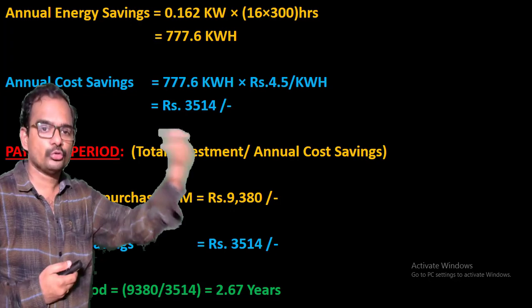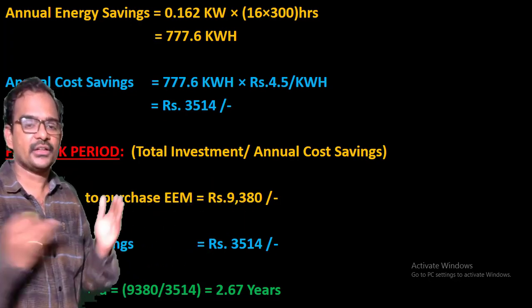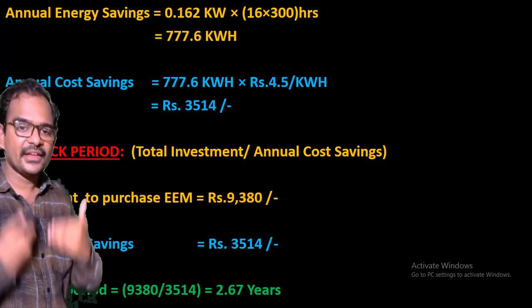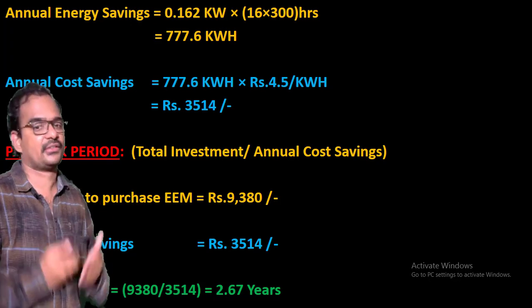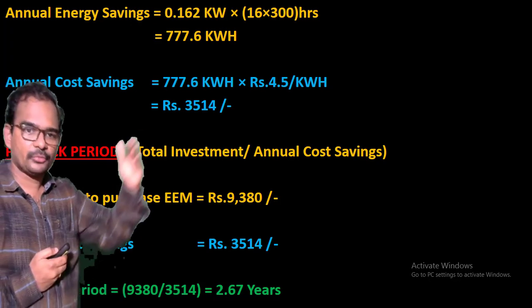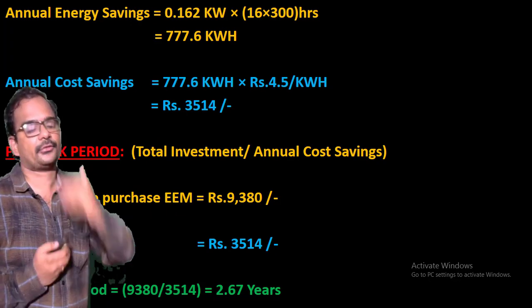If you invest 2,000 more to purchase the energy efficient motor, in the span of 10 years, with that extra 2,000 how much can you save? 35,140 rupees. You can get savings in 10 years. You are putting an investment of 2,000 but you are getting a savings of 35,140 rupees in its lifetime.